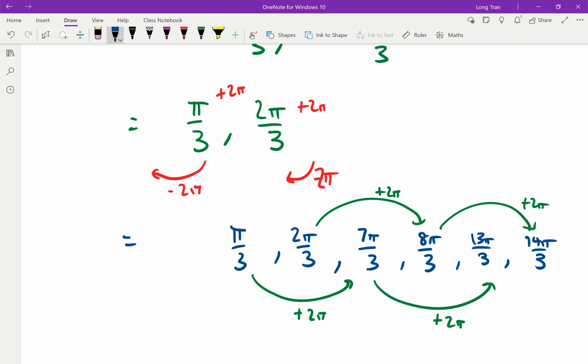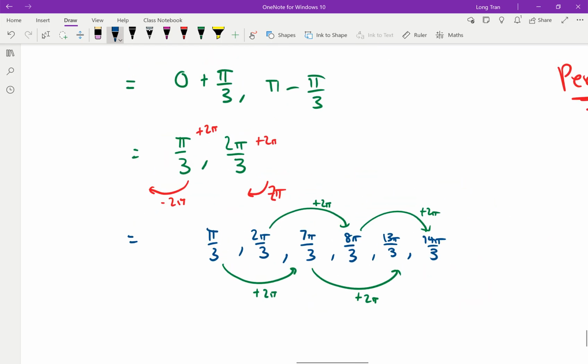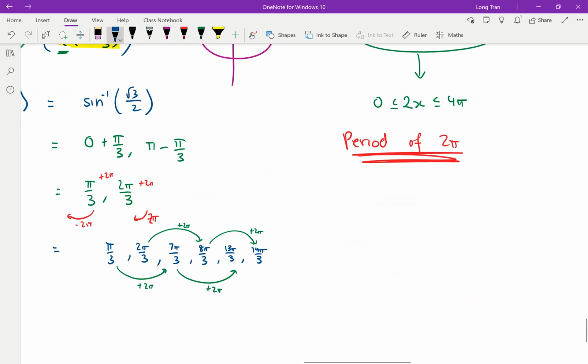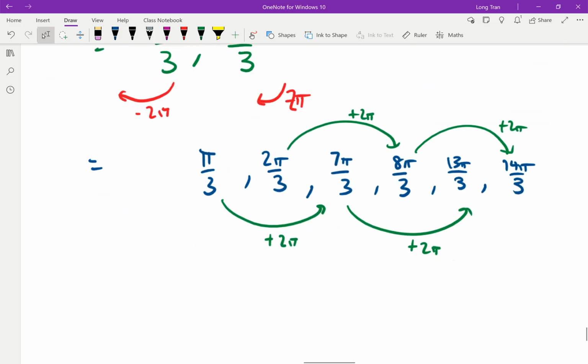But what you should notice already is I've already passed my domain. So my domain was 0 to 4 pi, right? So 4 pi should be 12 pi on 3. That's 4 pi. So that means I should be stopping anywhere between here, right? So these solutions are totally too far now. Then I've got to go the other direction. I've got to check in the other direction as well.